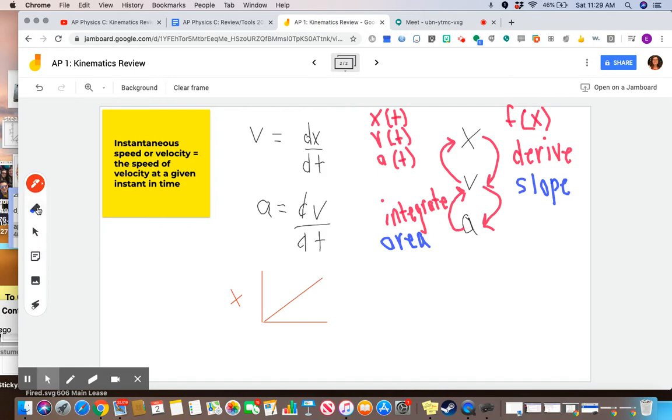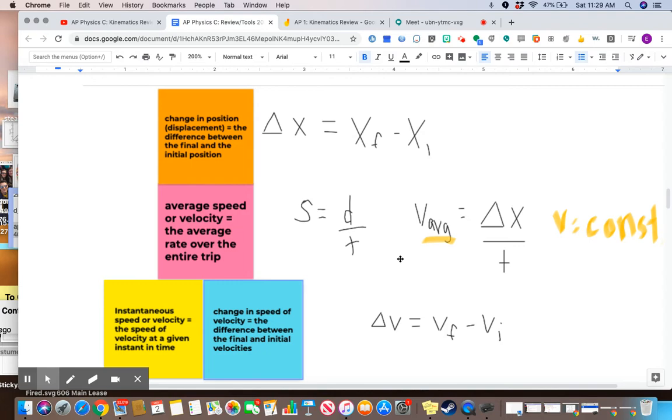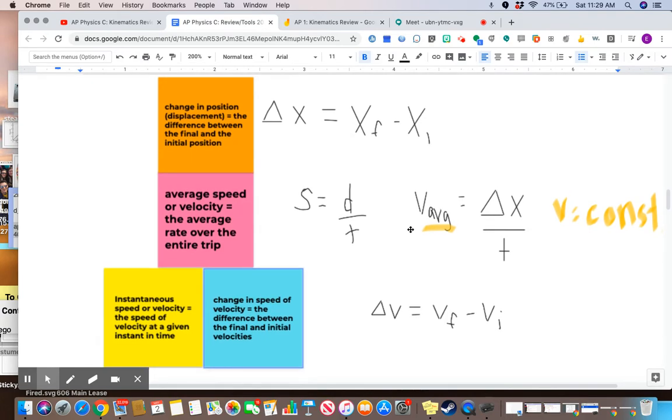That's going to take too long. I'll get back to that. Okay, any questions there so far? Okay, so that will also be added to our document. So those are instantaneous values.